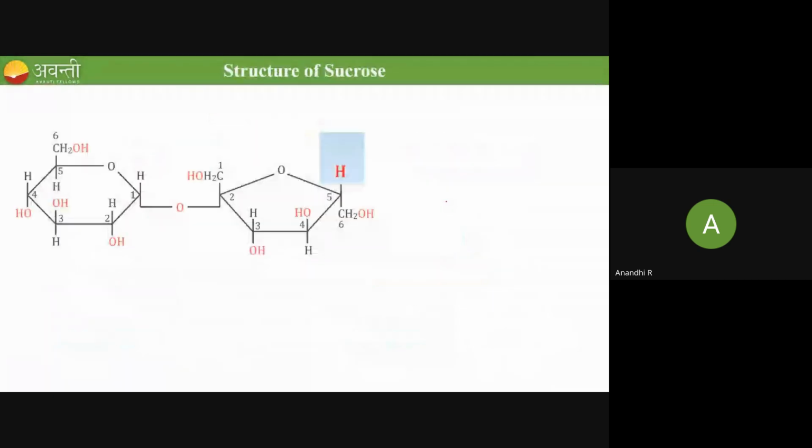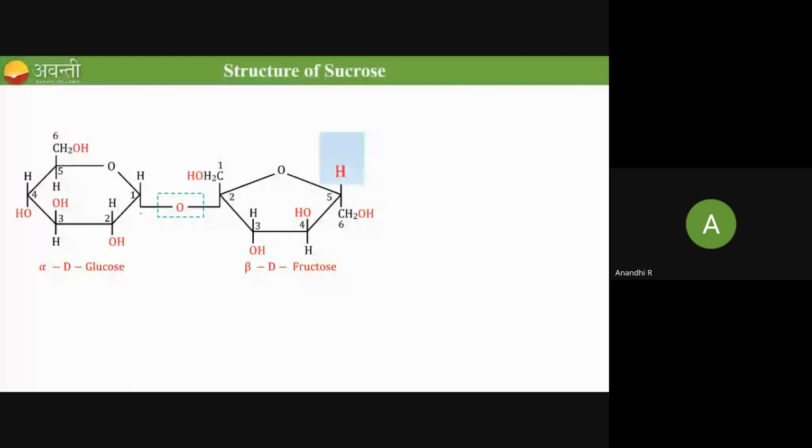Yes. So coming to the structure of sucrose. Sucrose is the first disaccharide we have seen. So this is the structure of sucrose. You can see alpha D glucose, and the other one is beta D fructose. So these two monosaccharides constitute a molecule called sucrose.